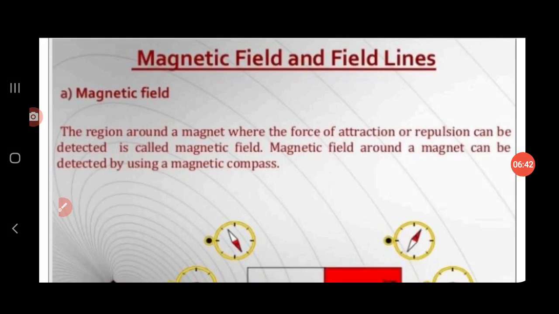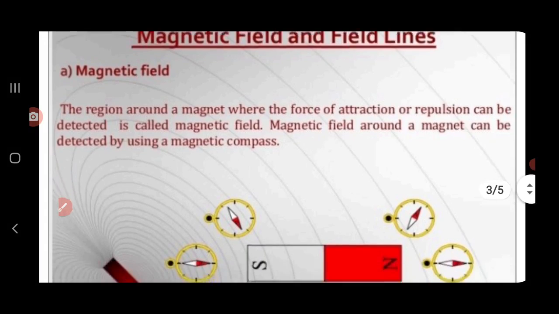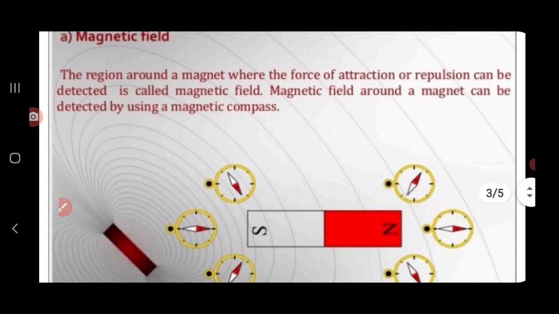Now, magnetic field around a magnet can be detected by using a magnetic compass. You see, these are the magnetic compasses. By using a magnetic compass, we can find the magnetic field around a magnet.